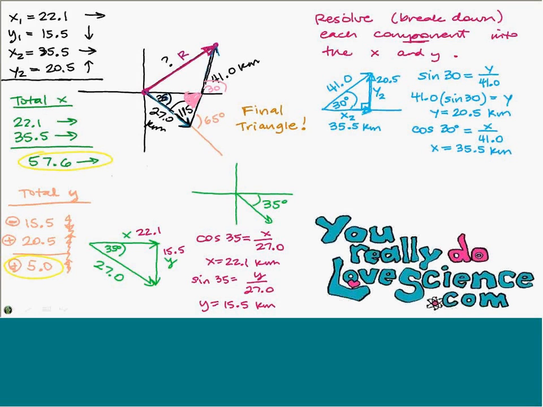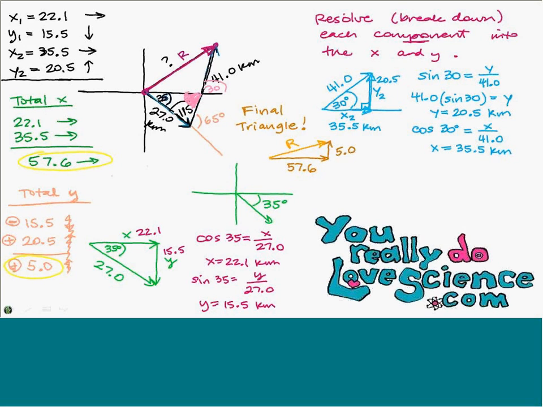Final triangle is your total x and your total y. So the x is 57.6, which goes like this, and your total y is 5.0. Oops, I shouldn't have done the 57.6 on top. 57.6 goes here, and then 0.0 goes up like that. So here's the final triangle, and the resultant is going to be that. So now we have a simple right triangle.